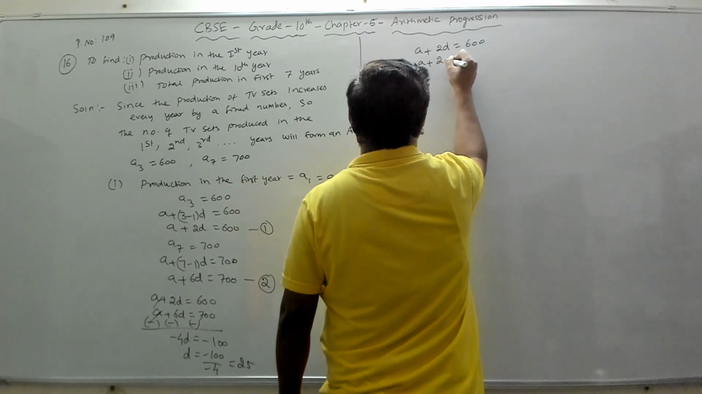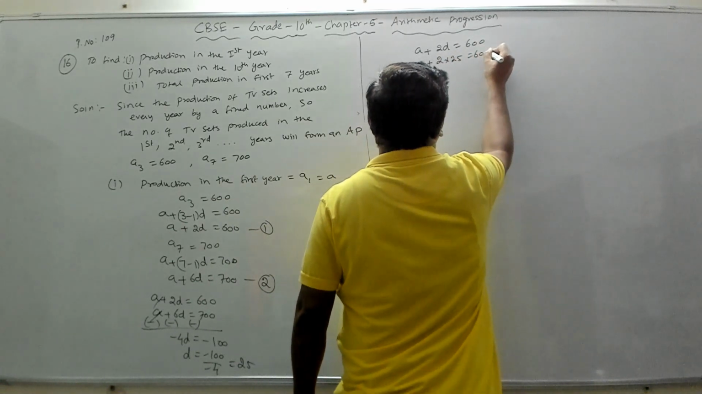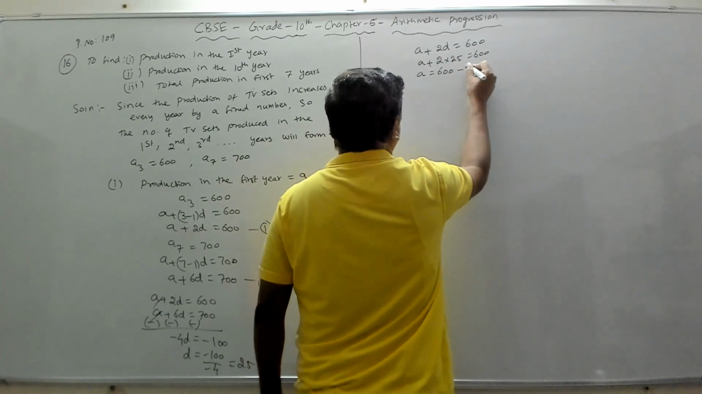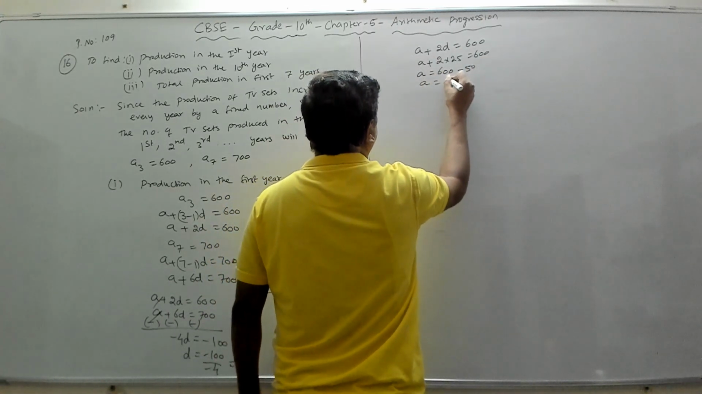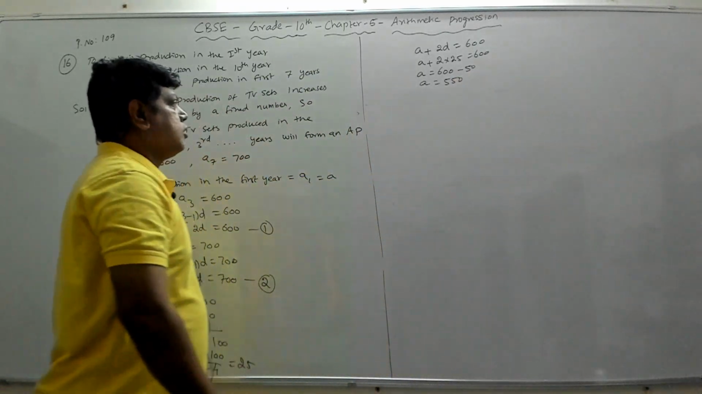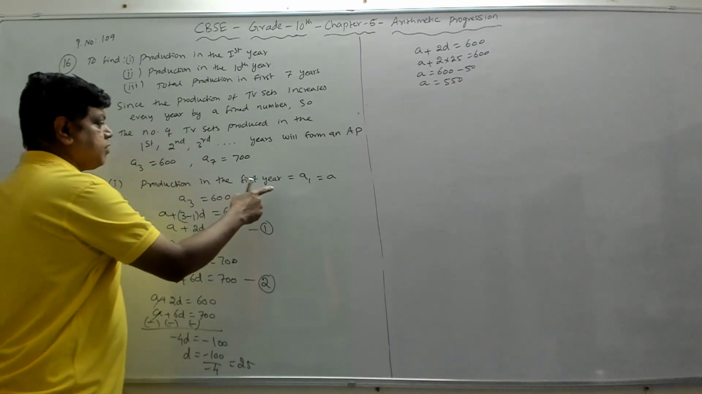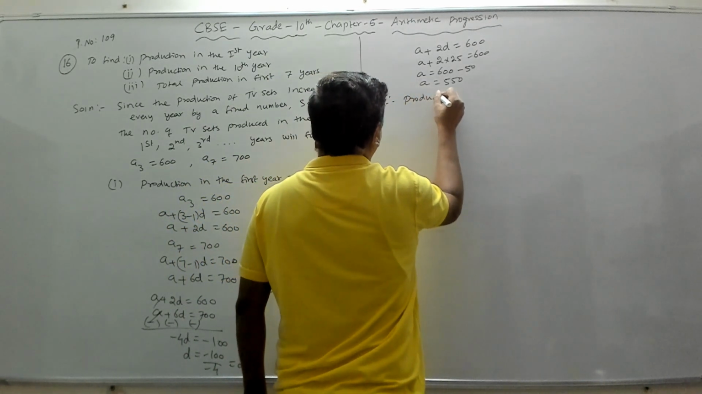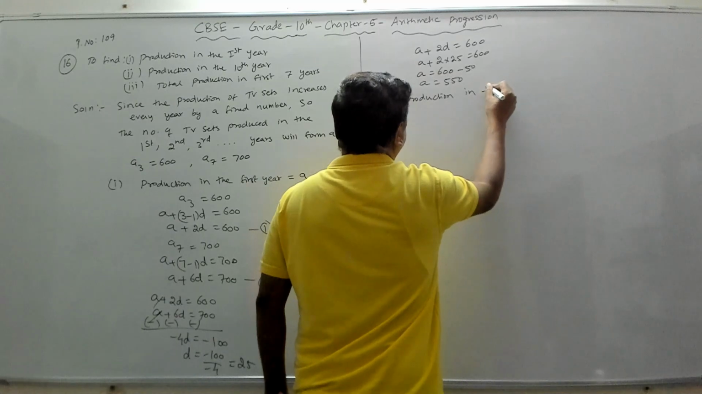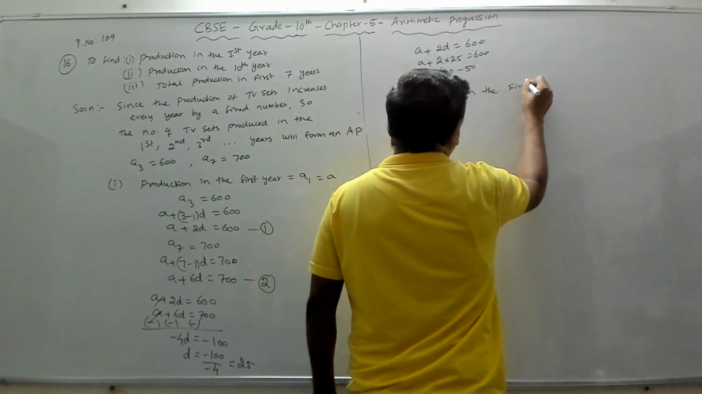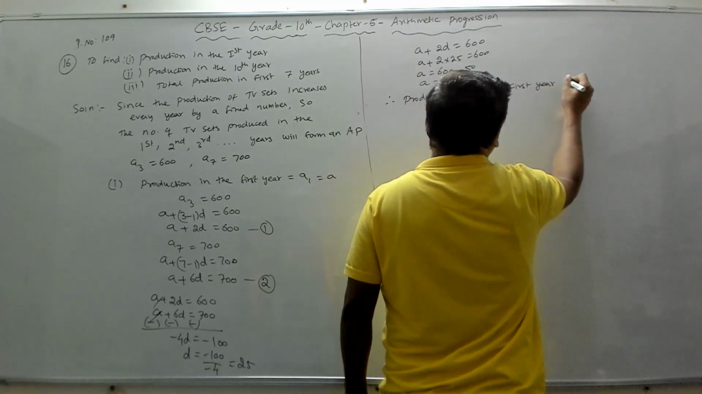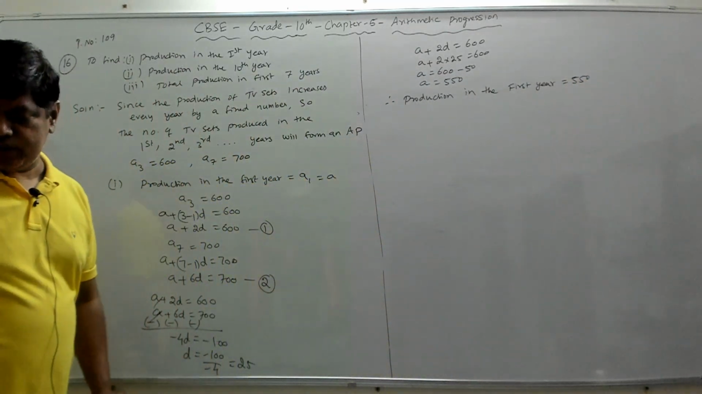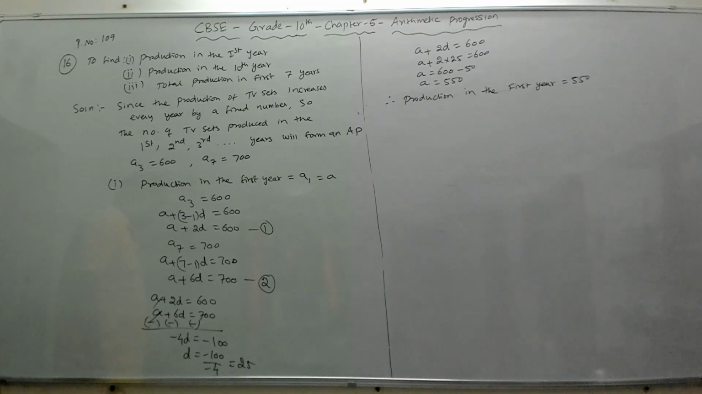So A plus 2 into 25 equals 600. So A becomes 600 minus 2 times 25, which is 50. That will go to the other side, it will become minus 50. Your A becomes 550. So the production in the first year is 550. Therefore, production of TV sets in the first year is equal to 550. 550 TV sets are produced in the first year. Fine.